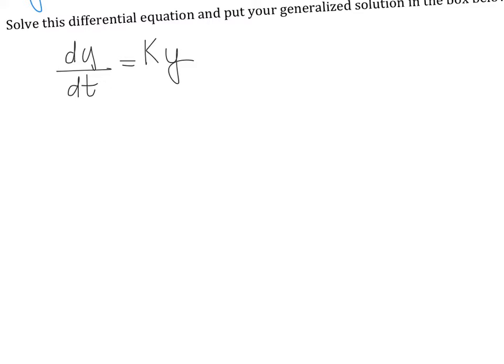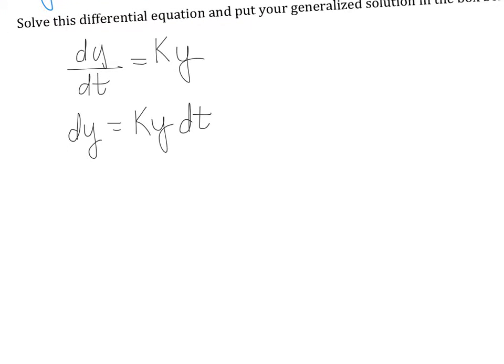So the first thing I'm going to do is multiply both sides by dt. And then I'm going to divide both sides by y. I'm just going to leave the k on the right-hand side. So that gives us dy over y equals k times dt. Variables are separated, y's on one side, t's on the other, k is just a constant, so now I can go ahead and integrate both sides.